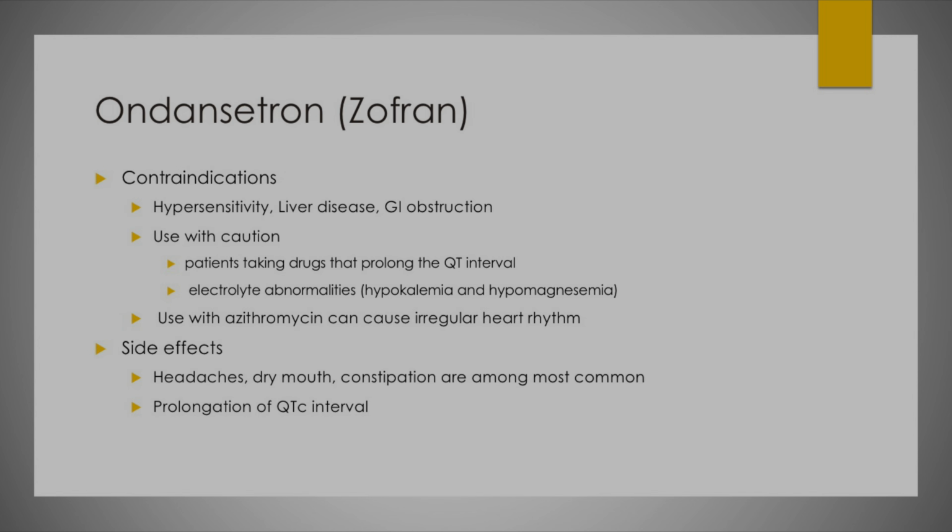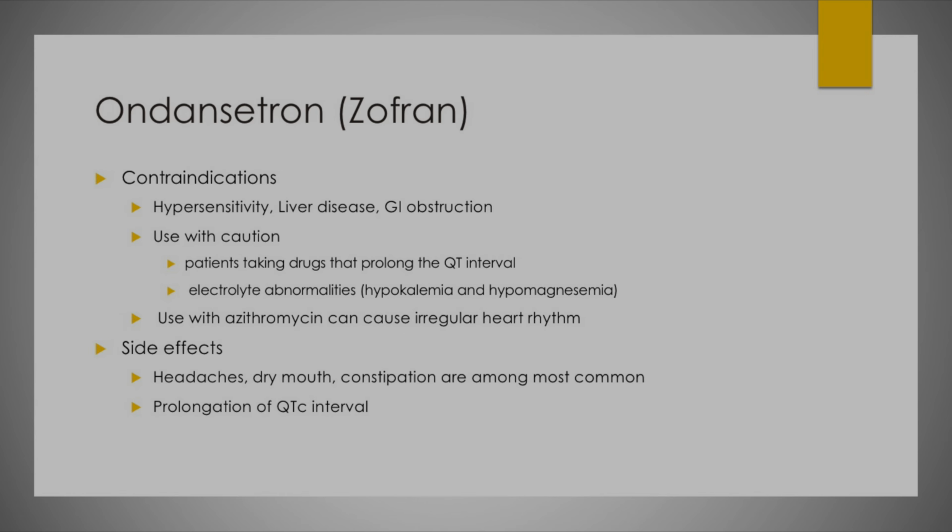The QT interval represents the time from ventricular depolarization to repolarization, basically the electrical recovery period of the ventricles. The QTC is the corrected QT, adjusted for heart rate. When QTC is prolonged, the ventricles take longer to reset electrically, which increases the risk of torsades de pointes, a potentially dangerous polymorphic ventricular tachycardia that can deteriorate into ventricular fibrillation. The risk increases with IV administration, higher doses, electrolyte imbalance, and other QT prolonging drugs. The FDA does not recommend a single IV dose greater than 16 milligrams due to this risk.